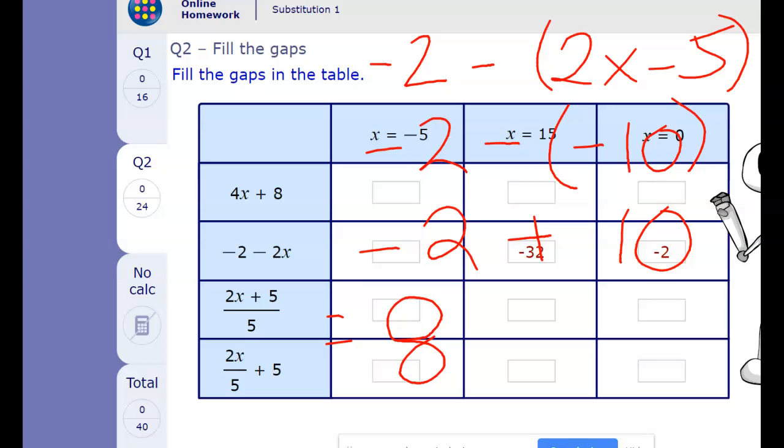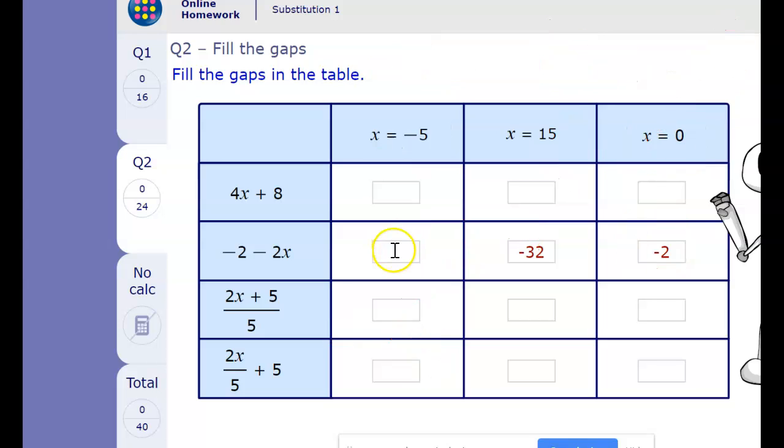Okay? So it is quite tough, and you do have to do a bit of a reminder of your positives and negatives skills. So it's good revision of that as well. Now, has that helped a little bit? Yes. Okay. All right, guys.